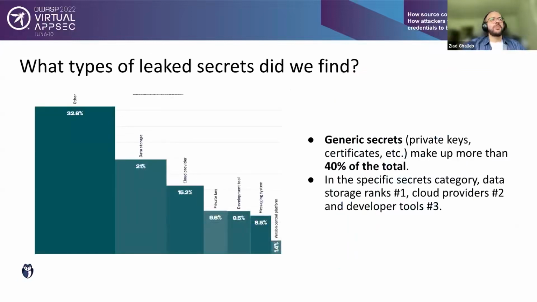Now, the types of secrets we found were different. So there are many categories here we can see. And one interesting insight is that generic secrets, which are private keys, certificates, etc., make up more than 40% of the total, whereas specific secrets make up the rest, so 60%. And if we look at that specific secrets category, we see that data storage ranks first. So these are database credentials we found. Cloud providers, so AWS, Google Cloud keys, Alibaba keys, those came in second. And lastly, developer tools used to build and test the software came in third position.